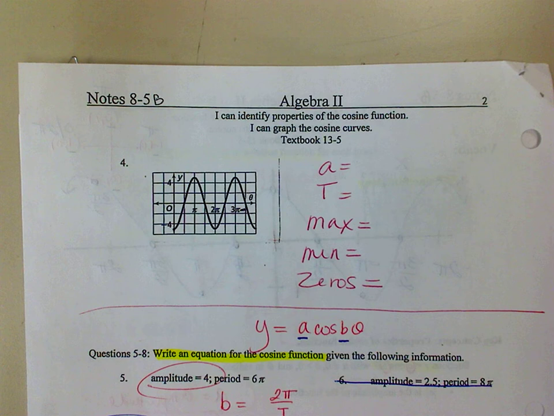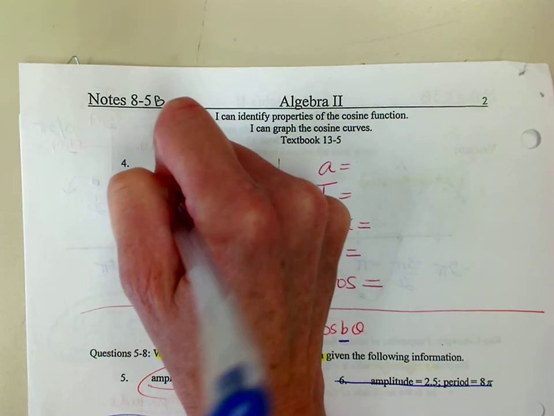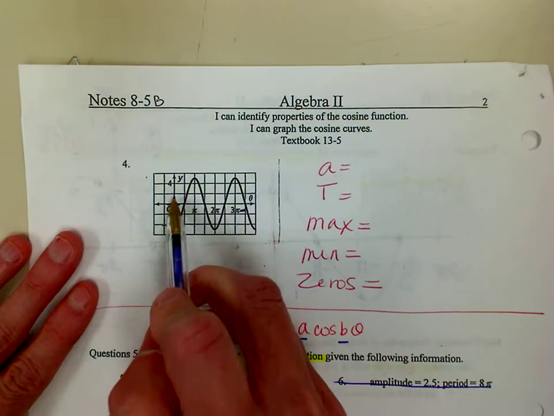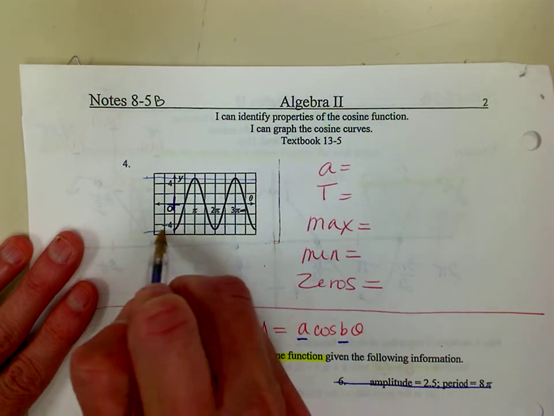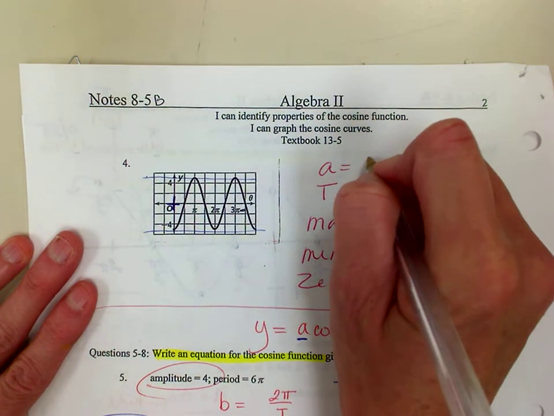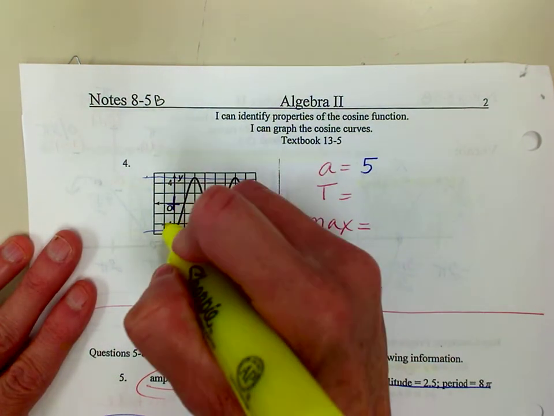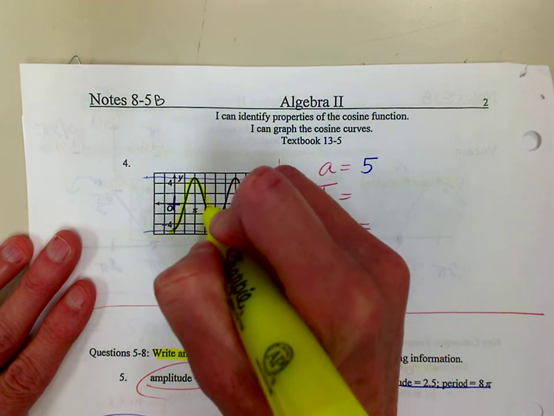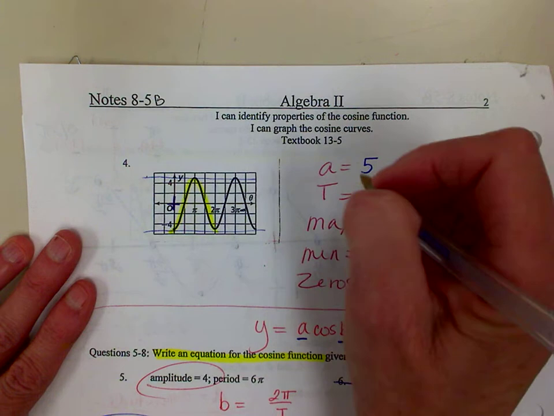Okay, so here's the origin right here. Looks like I'm counting by 2's. My maximum y value is 5. My minimum y value is -5, so my amplitude is 5. Now I got to find the period. So on the y-axis, I'm starting here, and I'm going to start over right there. So the period is 2 pi.